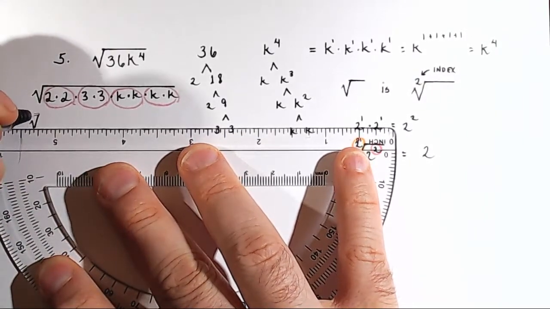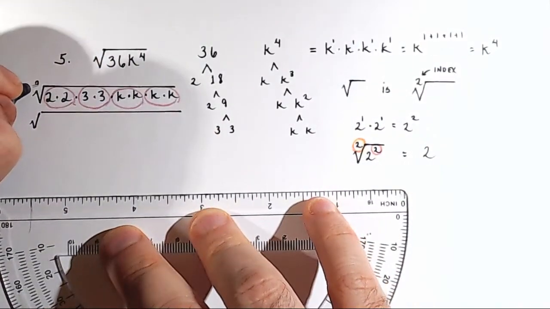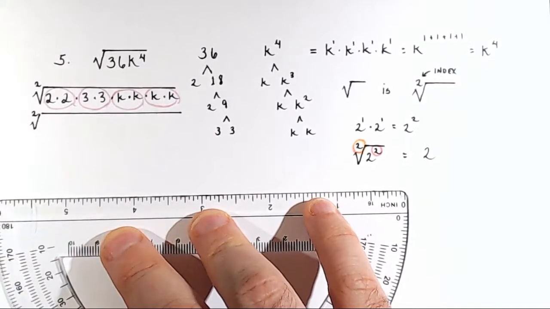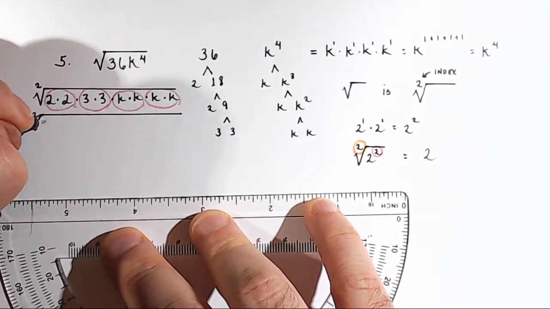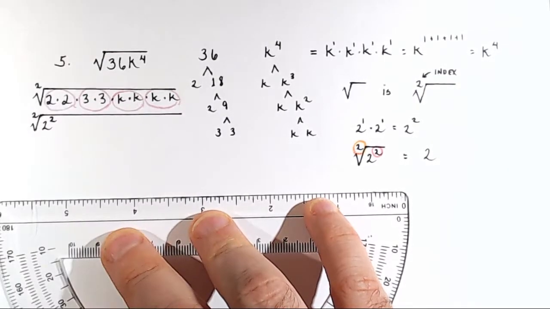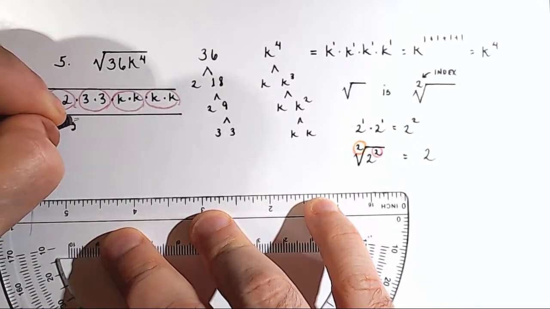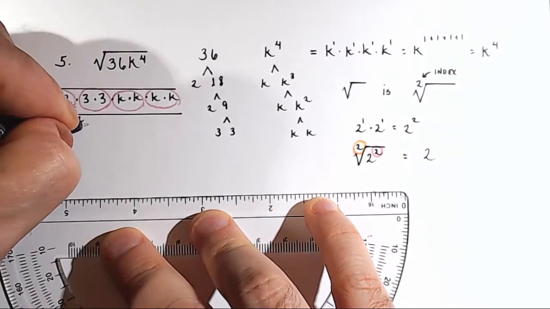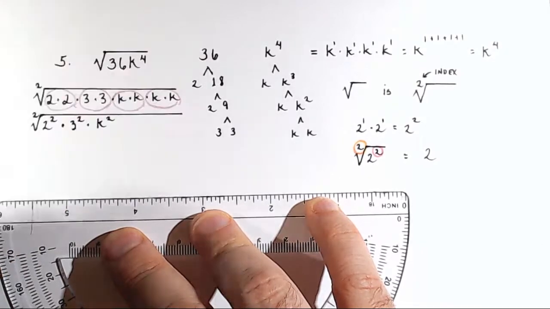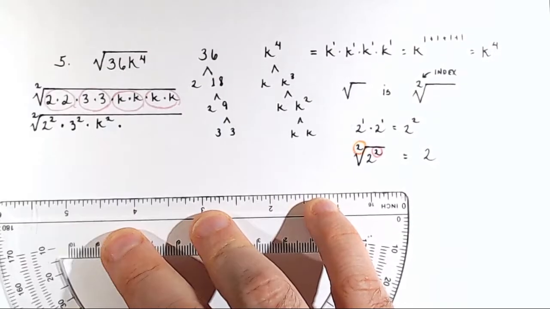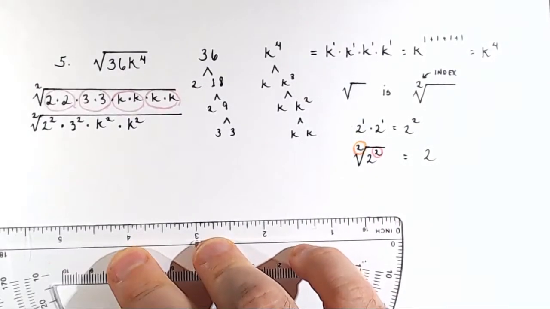So we're going to rewrite this. Remember, this is the second root, the square root. Instead of writing 2 times 2, I'll write 2 squared times. Instead of writing 3 times 3, I'll write 3 squared times. Instead of writing k times k, I'll write k squared times. Instead of writing k times k, I'll write k squared, and we're done.